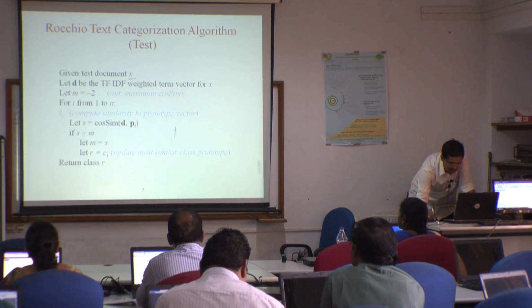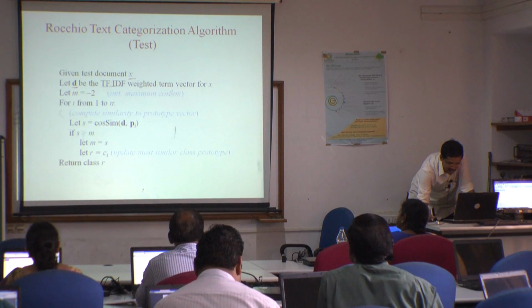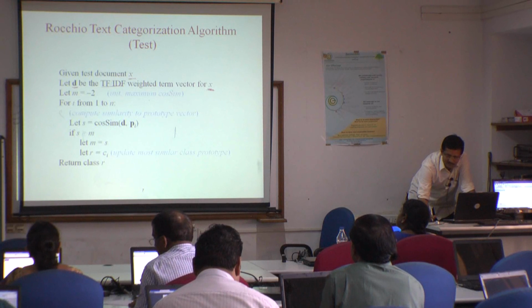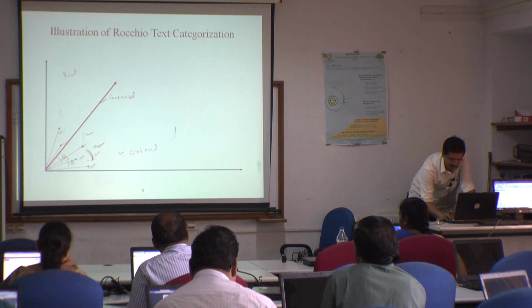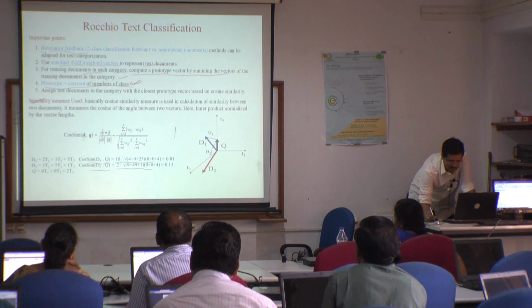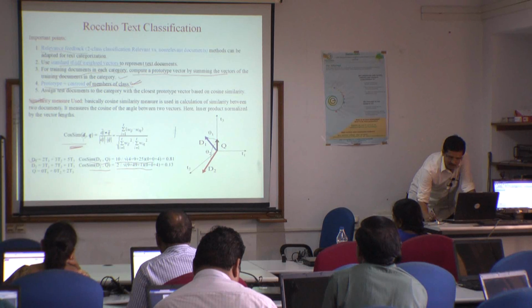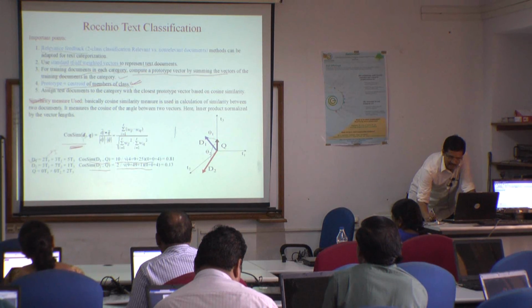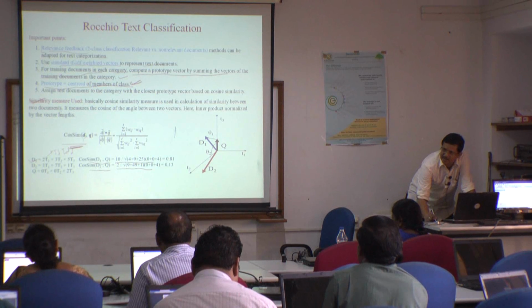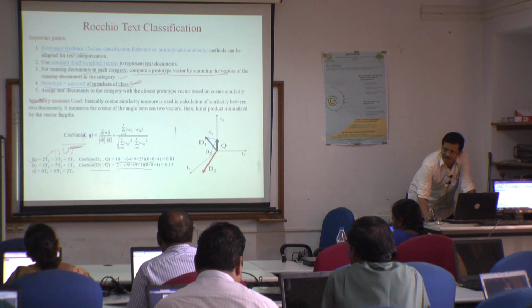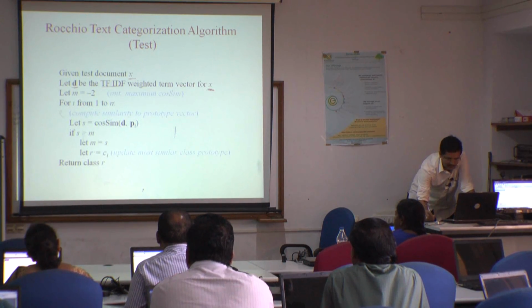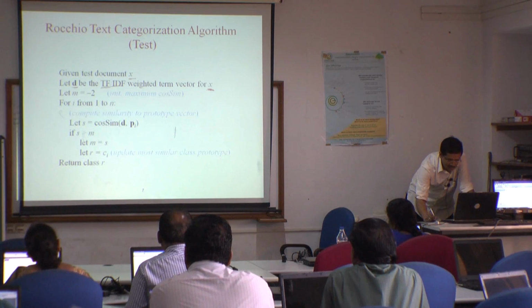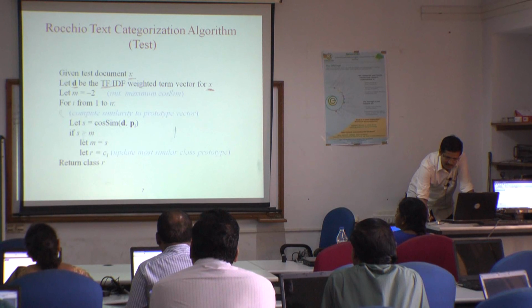Given a text document X, let D be the TF-IDF weighted term vector of given document X. I already discussed how you can calculate the centroid, and by using the centroid, how you can calculate the cosine similarity measure. For example, if you represent the document in the document vector model, then here you will have the TF-IDF score. Got it? And this is used to calculate the similarity. So now this is the test phase.